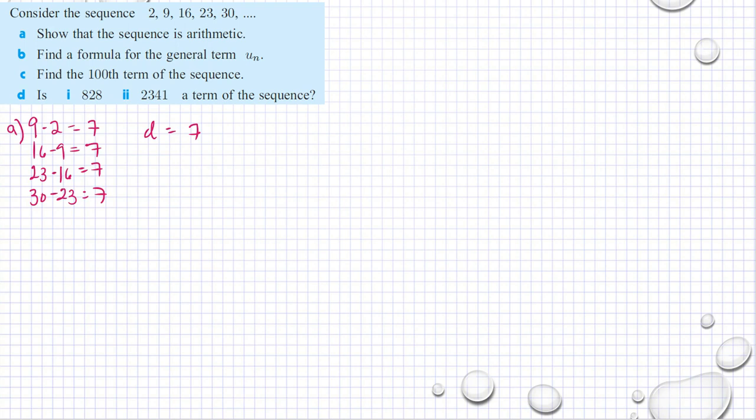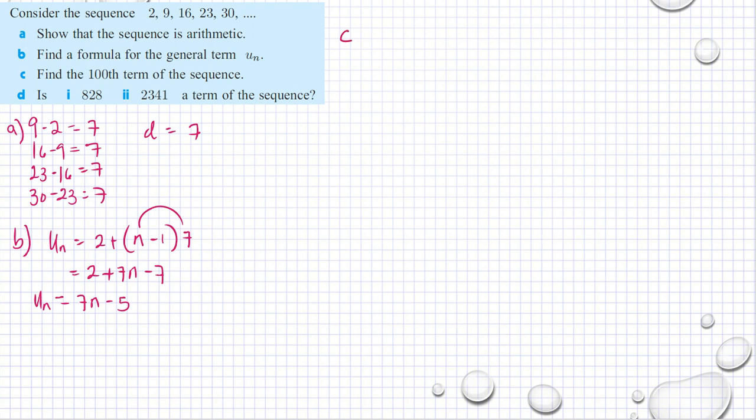Find the formula for the general term u sub n. For part b, u sub n is equal to u sub 1, which is 2, plus n minus 1 multiplied by the difference. And then we have 2 plus 7n minus 7. Then we have 7n minus 5. That's our general term.